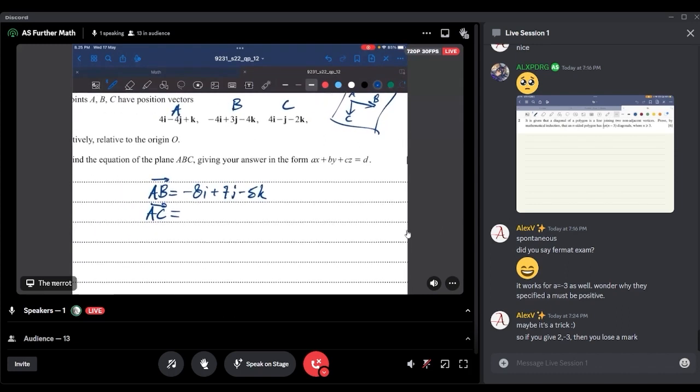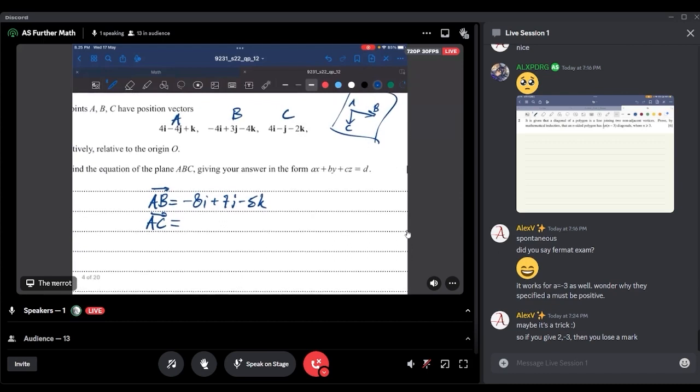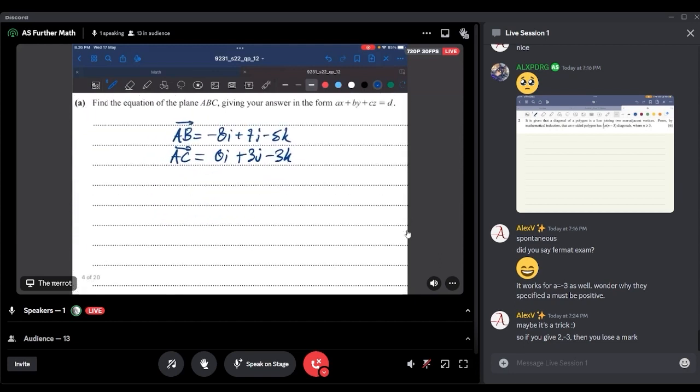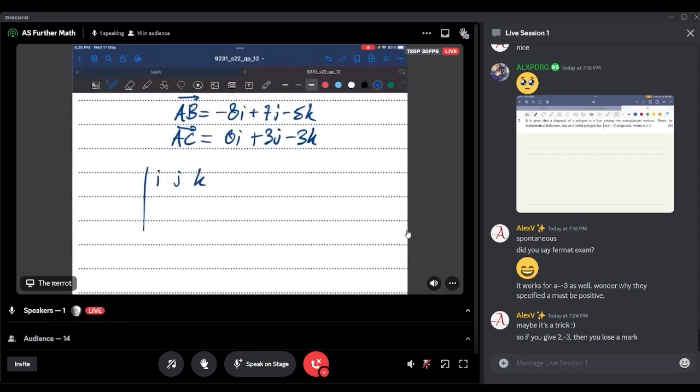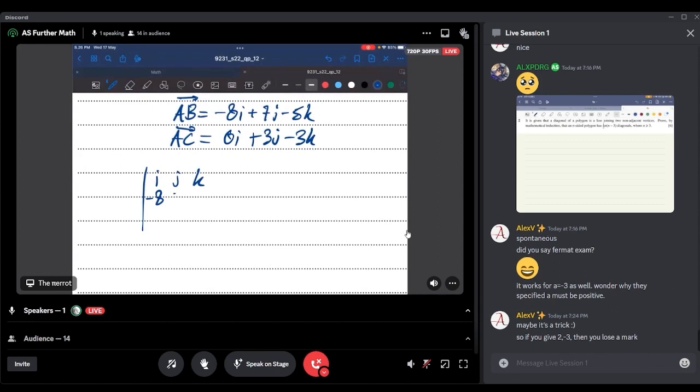Okay, so AC is just 0i, because there's no difference in the i. Minus 4 to minus j, that'll be a plus 3j. And then minus 3k. Okay, so these are the two vectors. And now we can take their cross product. So remember, cross product has this form. To find the cross product, you take the determinant of this funny looking guy. Second entry is the first vector, and the third entry is the second vector.